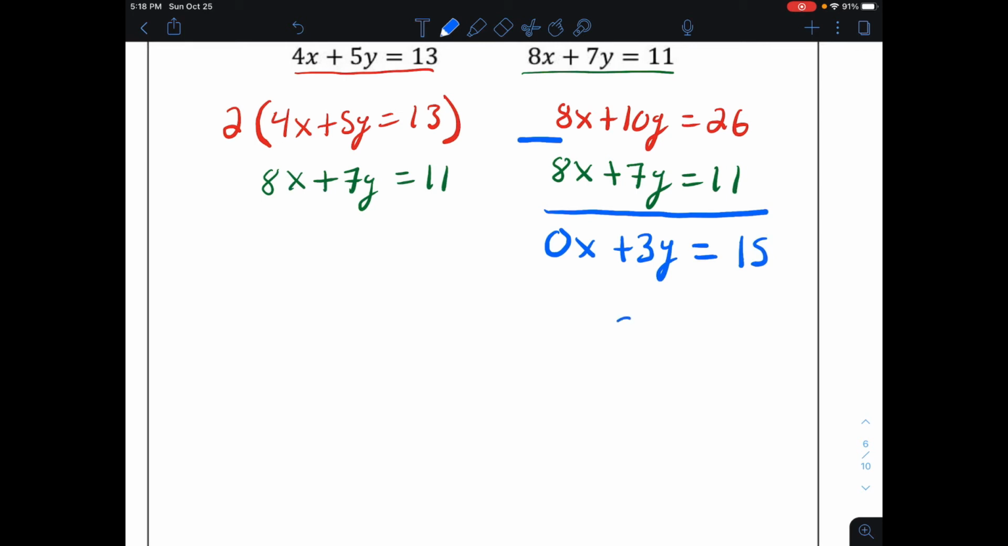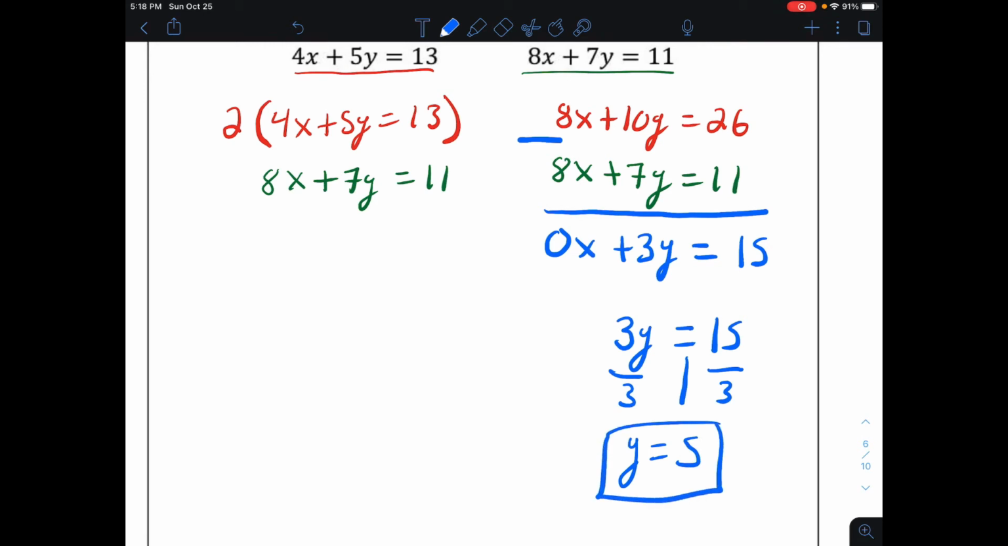And so we would solve that. We end up with just 3y is equal to 15. Divide both sides by 3. And we have y is equal to positive 5. So 5 for y will solve the system. Now what you have to do is get the x value. So I'm going to pick an equation to put 5 in, and it doesn't matter if you use the first equation, the second one, the red one or the green one.